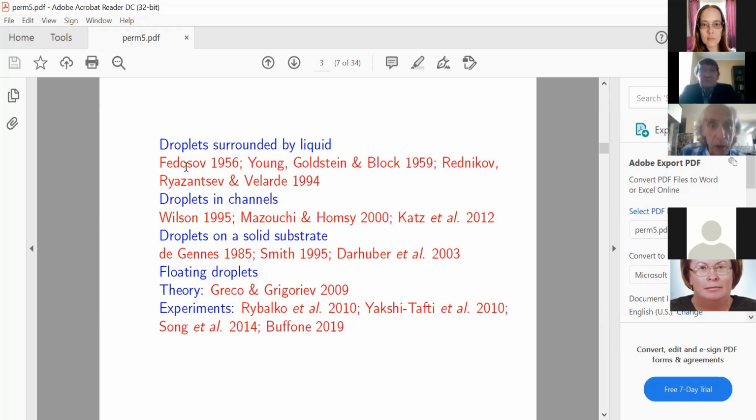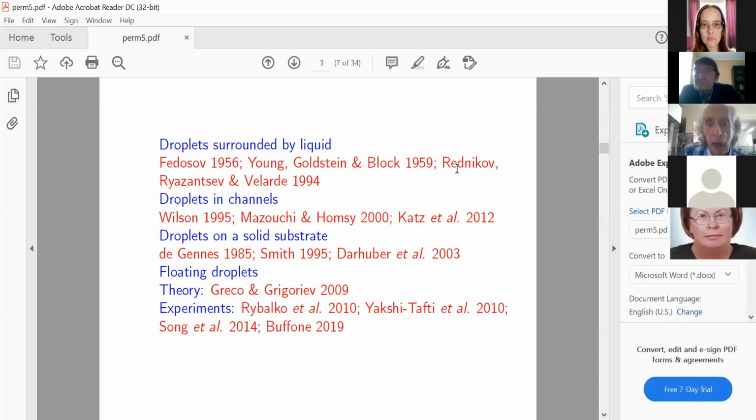There are a lot of papers on this subject. I'd like to mention also the paper of Rednikov and others, where the active motion, the self-propulsion of droplets under the action of the solutocapillary effect in the presence of a chemical reaction was studied. Again, this problem was first studied, and some results were obtained, by Ryazantsev and Golovin several years before that.